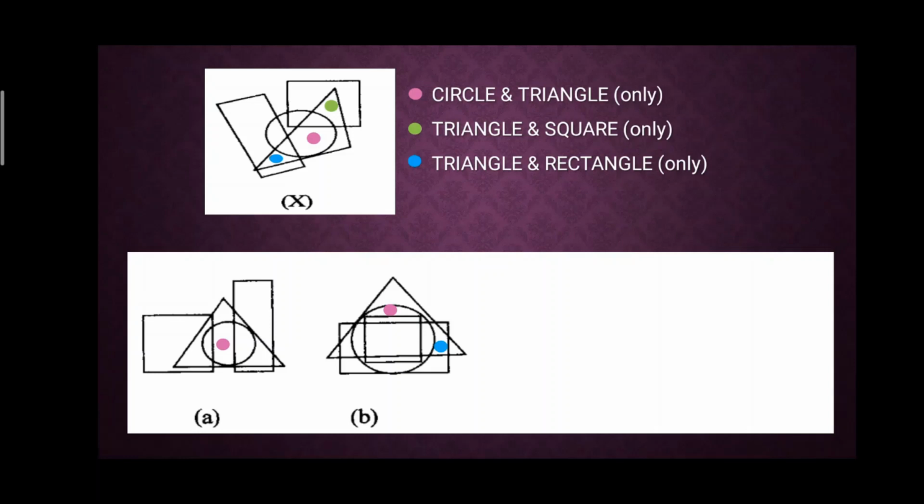Now when you go to option A, you will be able to find these dots very clearly. As you can see, on the left a triangle and a square area is there, and on the right you can see an area which is triangle and rectangle only is also present there. Therefore the answer is option A for this question.